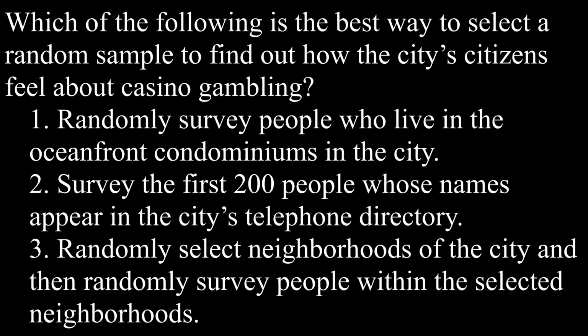For this, which of the following would be the best way to select a random sample to find out how the city's citizens feel about casino gambling? We can randomly survey people who live in the oceanfront condominiums in the city. We can survey the first 200 people whose names appear in the city's telephone directory. Or we can randomly select neighborhoods in the city and then randomly survey people within the selected neighborhoods.